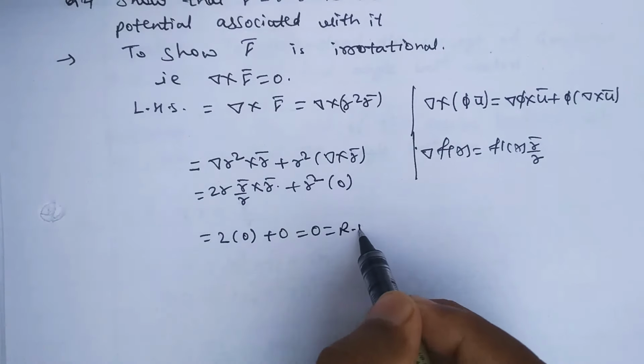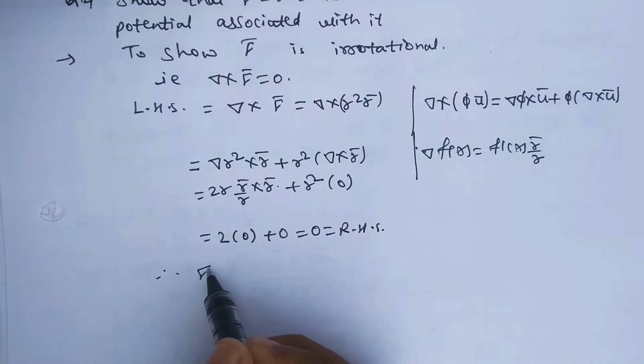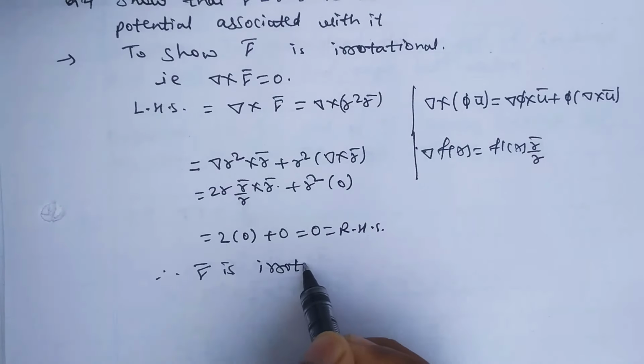So we will get it is RHS. Therefore f bar is irrotational.